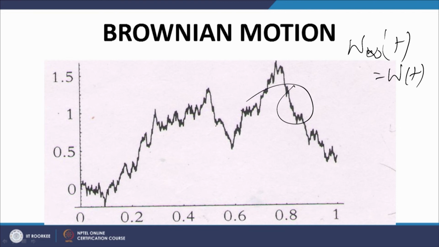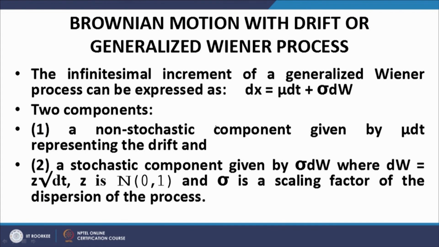This is what is a fractal. It is a self-similar evolution which we call a fractal. So, Brownian motion is a Markov process, Brownian motion is also a fractal, Brownian motion is also continuous, but Brownian motion is not differentiable. Now, we talk about Brownian motion with drift. We generalize the concept of Brownian motion.